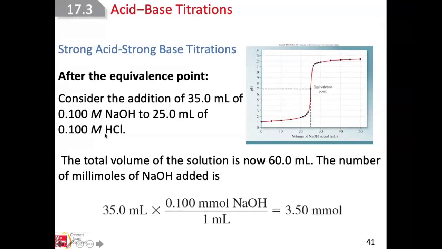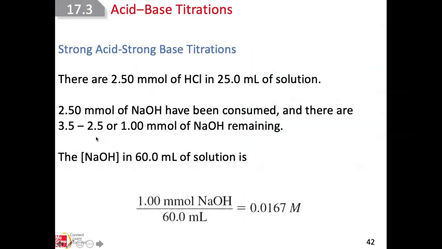We already know how many millimoles of HCl we have. We have 2.5 millimoles of HCl in that original 25 ml solution. And that amount, 2.5 millimoles of HCl, will be completely neutralized by NaOH. And at the end, we will have extra NaOH remaining, 1 millimole of NaOH remaining. Then we can find the concentration of NaOH. This is 1 millimole divided by 60 ml. You will be getting the concentration of NaOH.